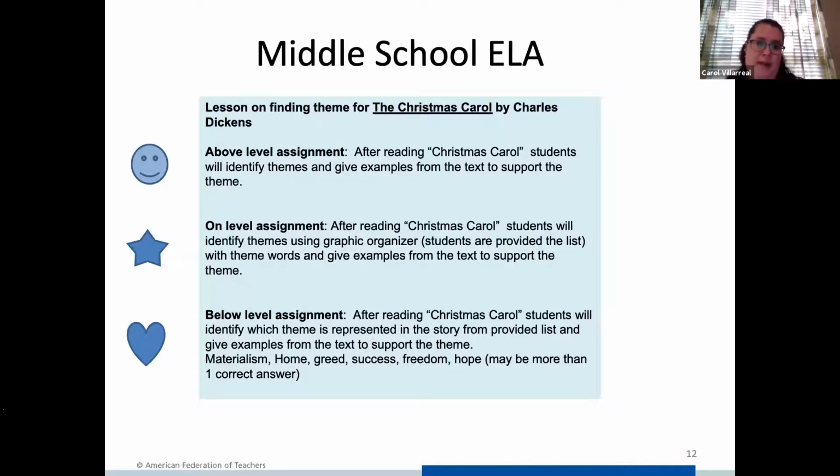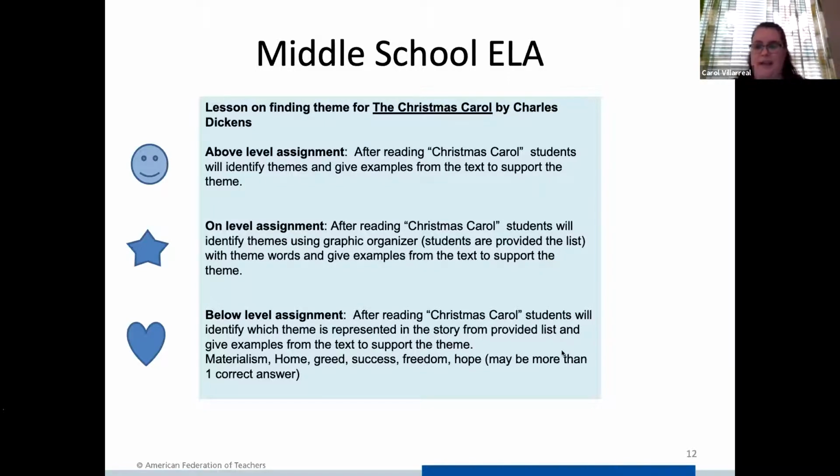So I've tiered it based on their ability. Can they identify it without any help? They just need a list of examples of themes, and they can use that list to find the theme. Or do they need to be given certain themes and they have to just go find the text evidence? The one thing that's not changed is the story and providing the text evidence, because that's very important when it comes to the state assessment. They need to be able to provide that evidence.